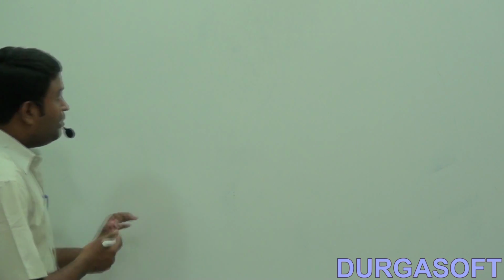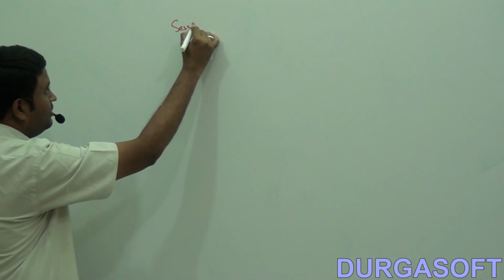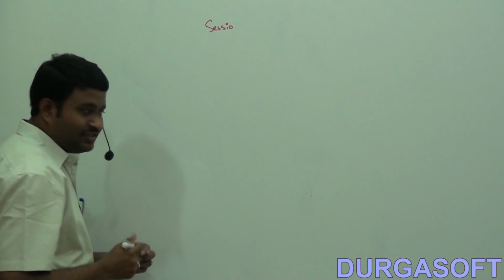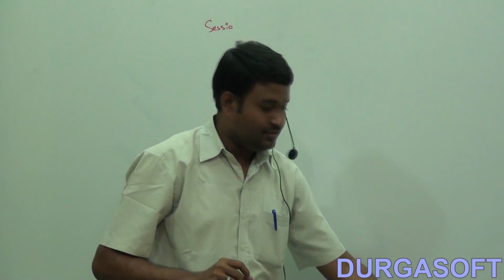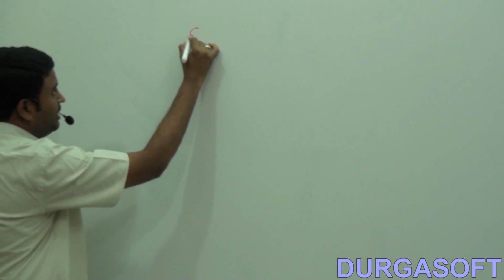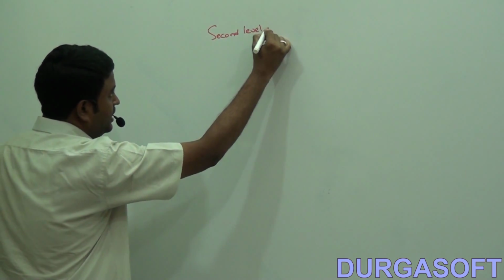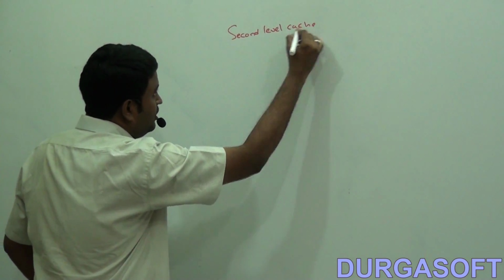Last session we discussed what is first level cache and how it works. In this session we are going to discuss what is second level cache and how to enable second level cache.